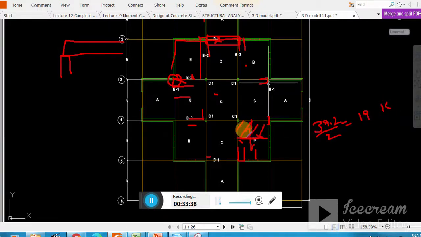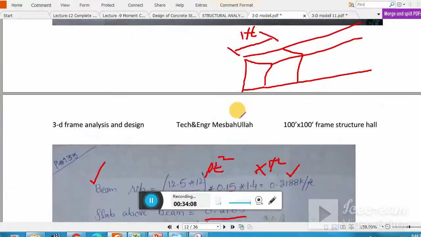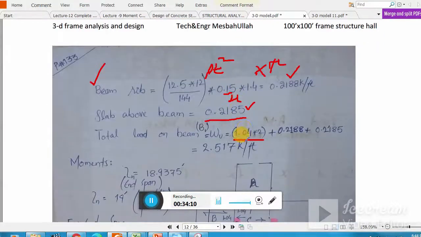This is 19 point something kip, a half portion weight. Now because this is an areal load, I need to convert this load into one strip, a 1 foot strip. So I divide this by the transverse width, that is 18.9375. If I divide this, I get 1.04, I think. This is the way that we can do this calculation. Okay, how we get 1.04, right, this one.